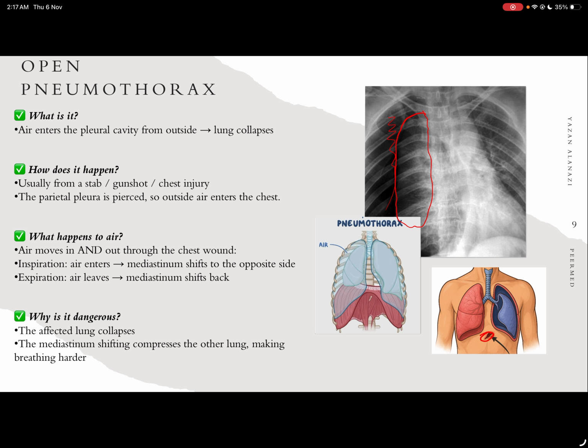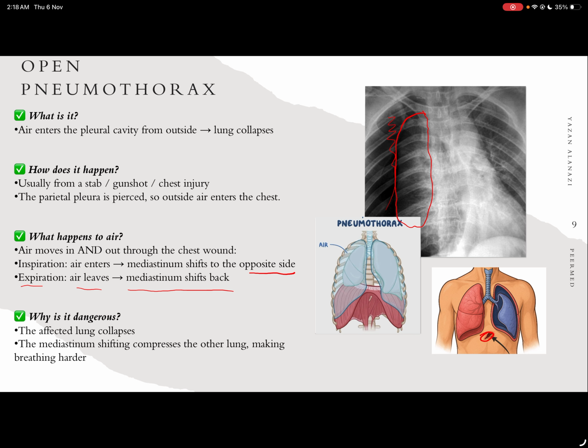Inspiration, air enters the mediastinum and shifts to the opposite side. Expiration, air leaves the mediastinum and shifts back. So basically the air goes to the front and then to the back, and it goes to any place except the lung, because the lung has been punctured.